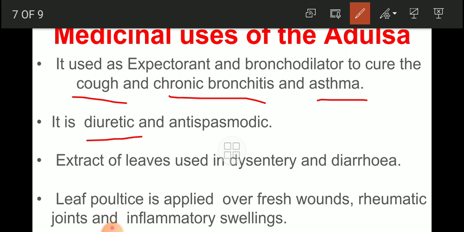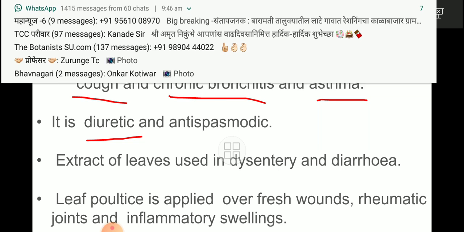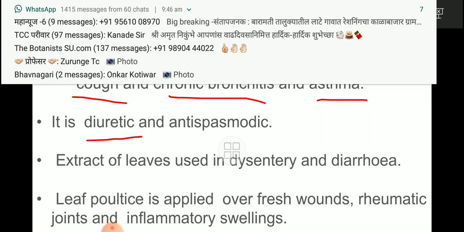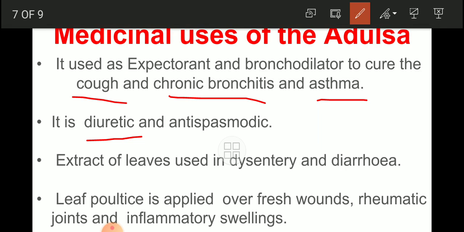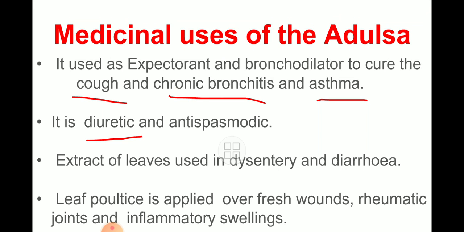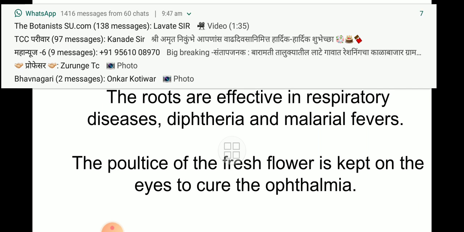Leaf poultice is applied over fresh wounds, means we have to say that in Marathi लगदा. पानाचा एक लगदा करायचा आणि तो लगदा, जर झालेली जखम असेल त्या जखमेवरती आपण लावू शकतो. Rheumatic joints, त्याच्या वेळेला आपल्याला वात असतो त्या वाताच्या जॉईंट्सवरती सुद्धा आपण लावतो. Inflammatory swellings, ज्या ठिकाणी असे भडके वगैरे होतात, काही शरीरावरती पुरळ येतात, त्याच्यावरती सुद्धा तो पानाचा लगदा आपण छान प्रकारे लावू शकतो. So these are the medicinal uses, very important uses of this adusa leaf. Now dried leaves.